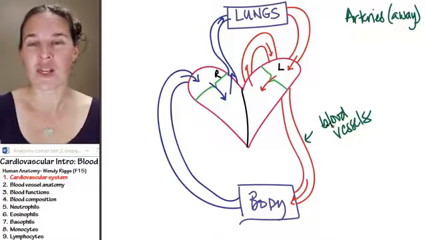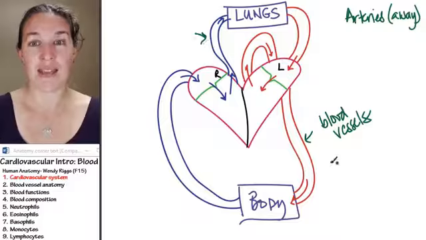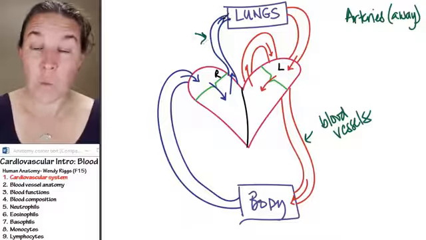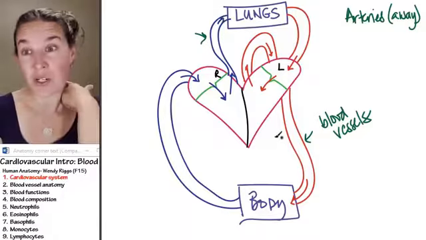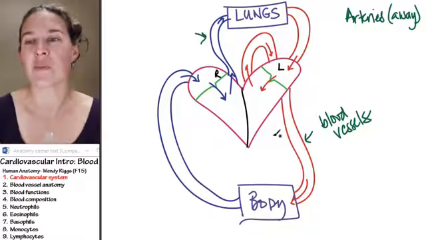Do you see an artery on this picture that is carrying dirty blood? That's an artery. Blood is being pumped away from the heart. So that is also an artery, and it's carrying dirty blood. So the key with arteries is that they carry blood away from the heart.